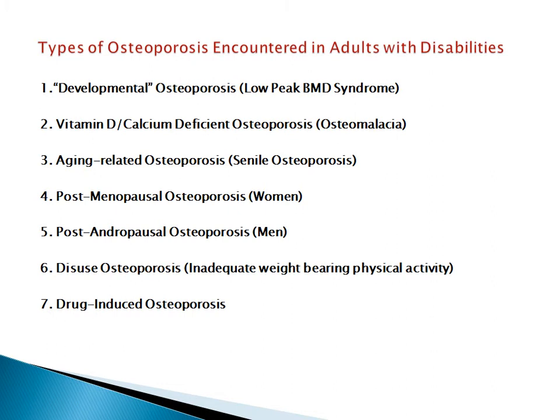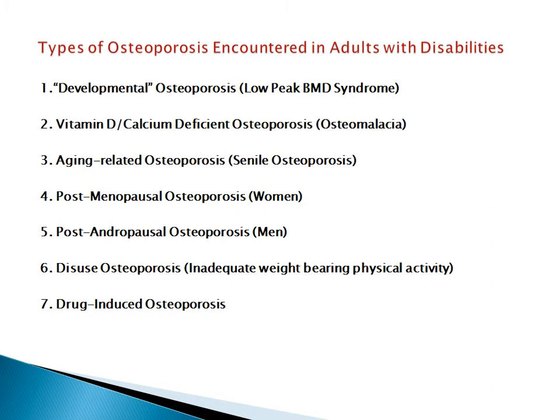This may not be an active process. Bone turnover markers may give you additional information about that, but consider that if the bone mineral density is low, they may not be actively losing bone at that point, but they do have a low bone mineral density. Secondly, vitamin D and calcium deficient osteoporosis or osteomalacia, which is associated with increased bone turnover as well as a low bone mineral density.